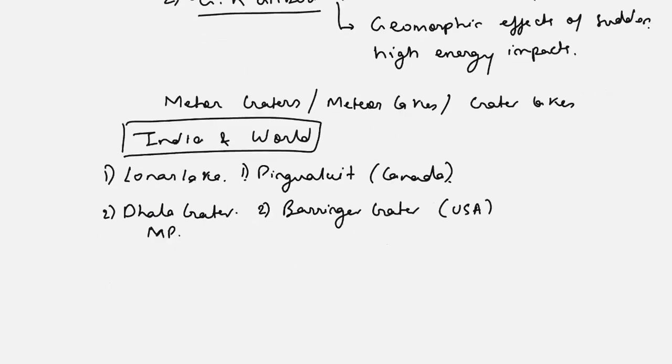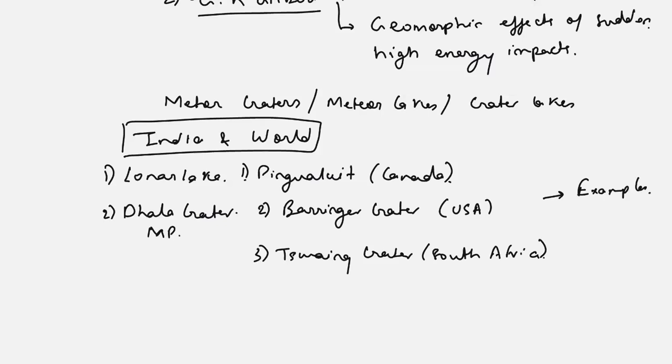There are a lot of lakes which are present here. One is also in South Africa, that is the Swine crater. So guys, we can add this also for certain examples. Crater lake is also there in USA; we can say this Barringer crater is there. There are thousands of crater lakes present throughout the world.